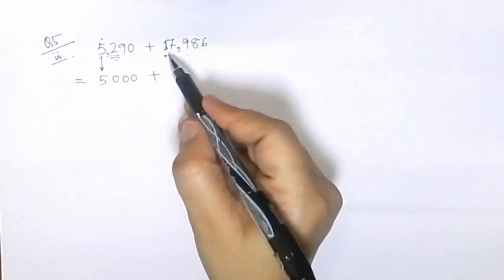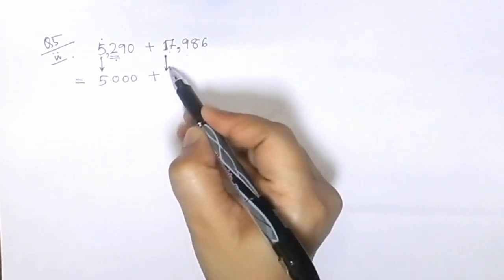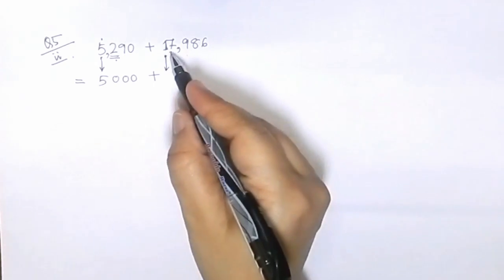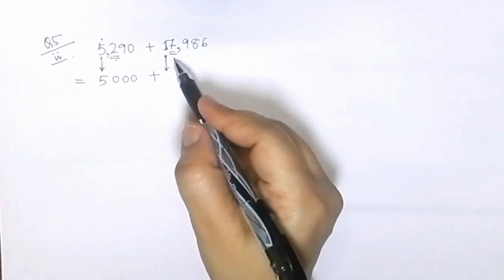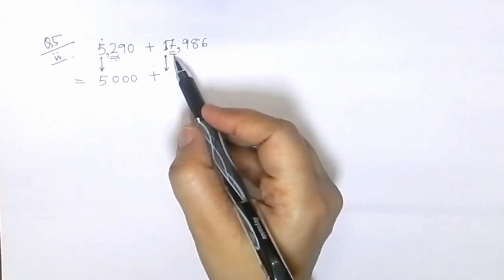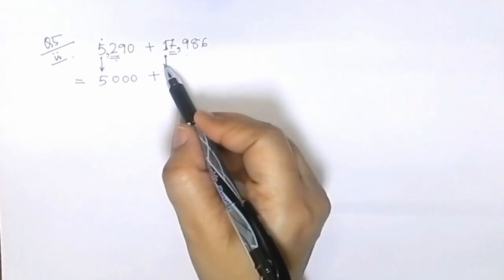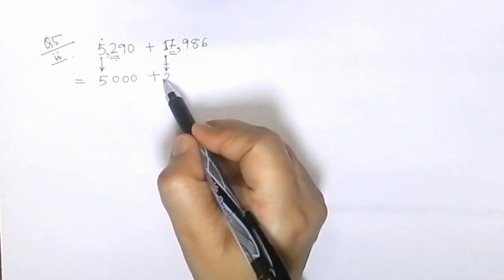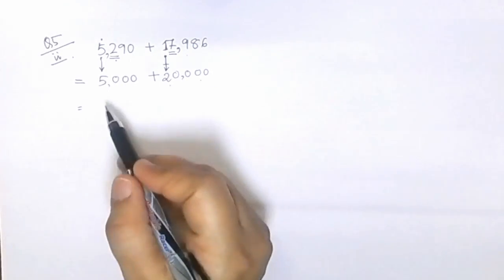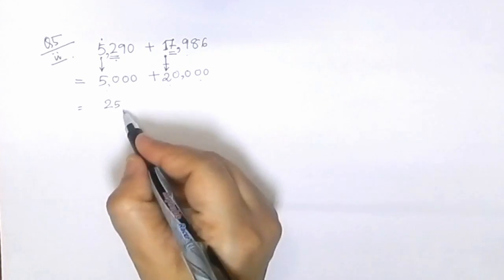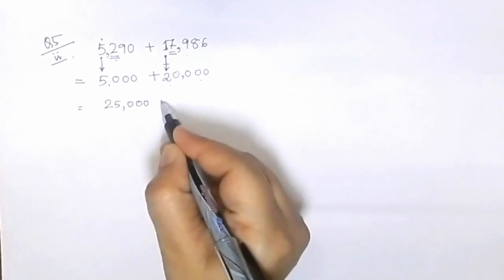Let us see in this case. This is the position we are rounding off to. This is 1. Let us check the digit on the right. It is 7, which is more than 5. So if it is more than 5, then what do we do? We increase by 1. So 1 becomes 2 and the other digits become 0. So now you can do the addition. This is 20,000 and this is 5,000. So the answer will be 25,000.